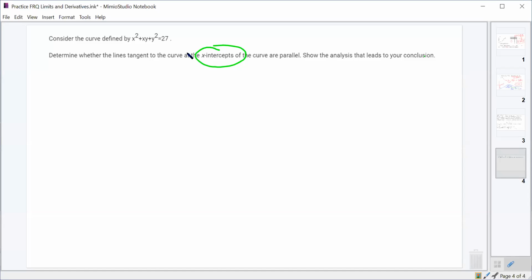How do we figure out the x-intercepts of any equation? Plug 0 into which value? y. Right, y, right? When y equals 0, that's when we have x-intercepts. So this will become x squared plus xy, which will be 0, plus y squared, which will be 0. X squared equals 27, so x is positive or negative root 27.